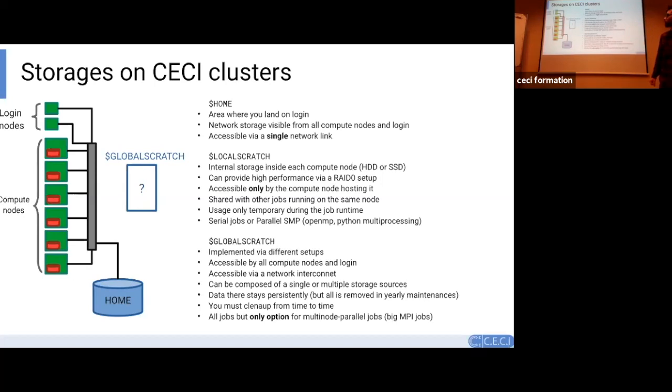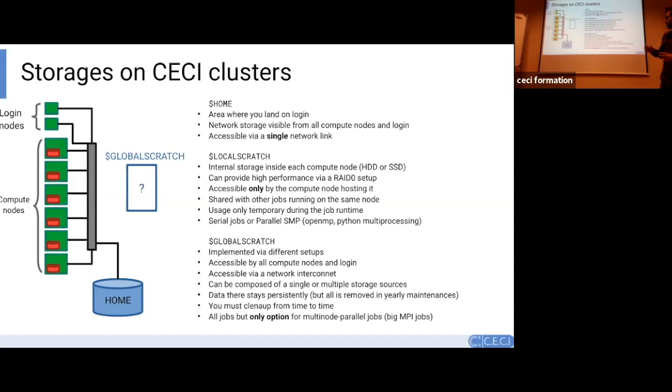This space, we predefine it in the CECI clusters with the variable $GLOBAL_SCRATCH. So you will access it, it will point to that path in a script or from the shell with the $GLOBAL_SCRATCH variable. And as the name says, this is global. It will be connected to the interconnect of the HPC cluster, and it will be accessible from all compute nodes and the login nodes.